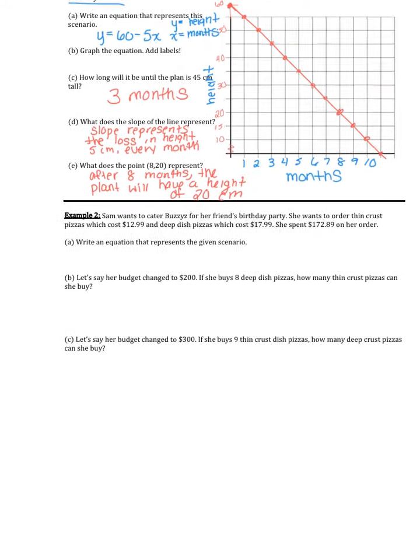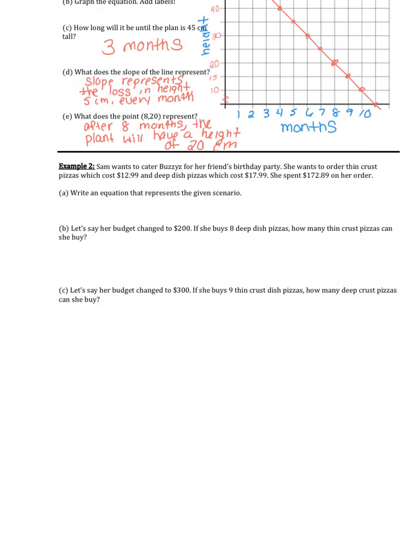Okay, so let's look at another example. It says Sam wants to cater Buzzies. I don't even know what that is. Maybe that's like a made-up restaurant for her friend's birthday party. She wants to order thin crust pizza. Okay, so I'm kind of predicting that we're going to compare two types of pizzas here. We got thin crust pizza, which costs $12.99, and then deep dish pizza, which costs $17.99. And she spent this much money on her order. Write an equation that represents the given scenario.